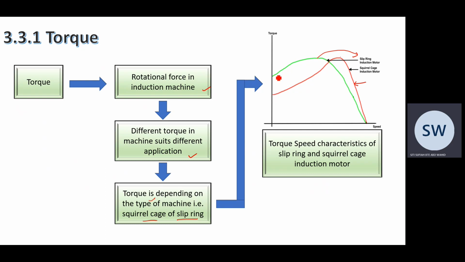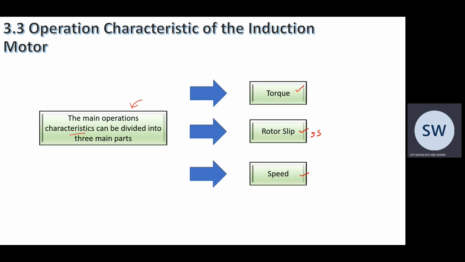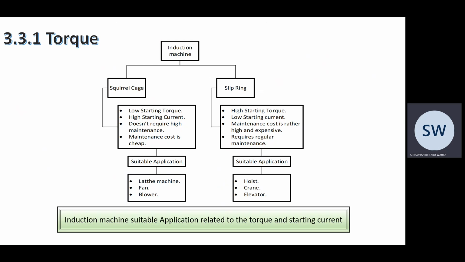Okay, as you can see, the pattern of the torque for squirrel cage increases gradually until it reaches the maximum. Okay, and then for the slip ring, it reaches the maximum a bit faster compared to squirrel cage. That's the first one. That is operation characteristic.